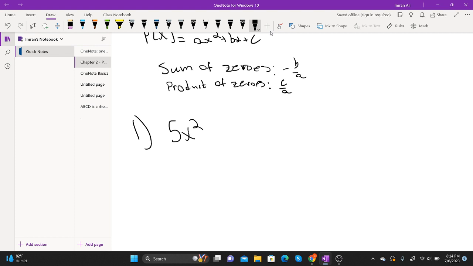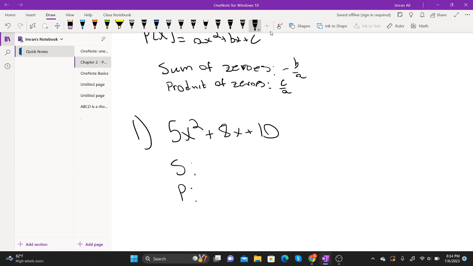You should know that some textbooks, if you study out of other textbooks, might call it roots instead of zeros. Plus 8x plus 10. Find the sum and the product. Alright, pause the video, figure it out, because I'm going over the solution right now.